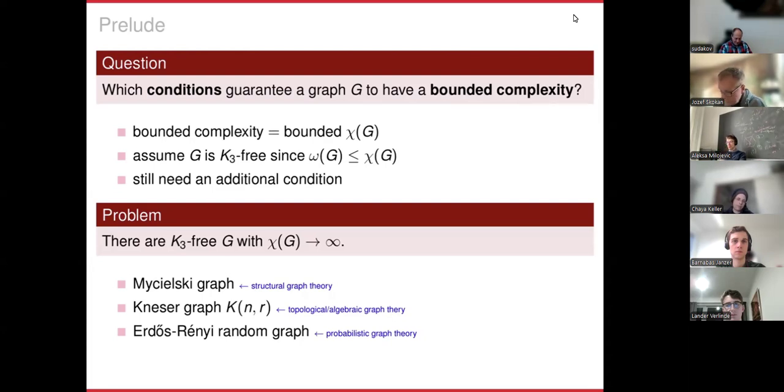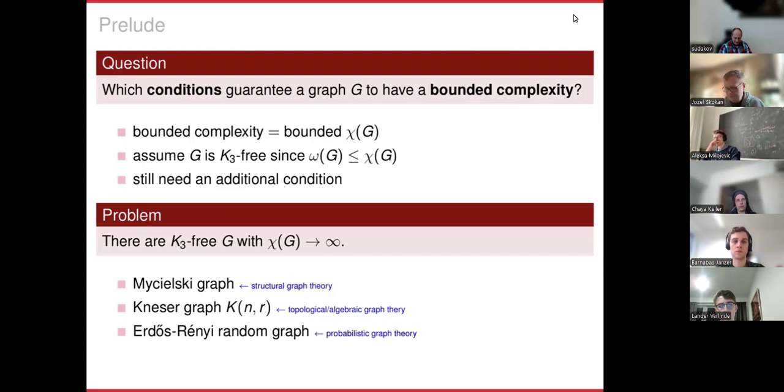Another example comes from topological algebraic graph theory, and it is the so-called Kneser graph. The Kneser graph consists of r-element subsets of an n-element set, and two sets are adjacent if they are disjoint. One can easily see that if r is suitably chosen, then this will be a triangle-free graph. And it takes some effort, but again, if r is chosen carefully, then the chromatic number of the Kneser graph will grow slowly to infinity.